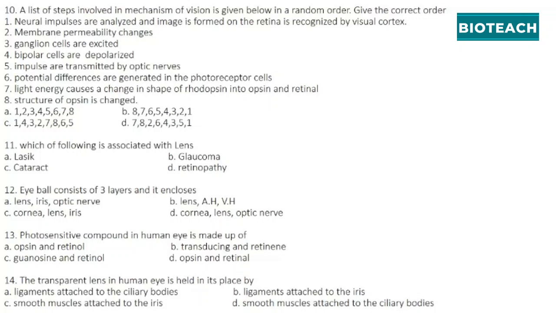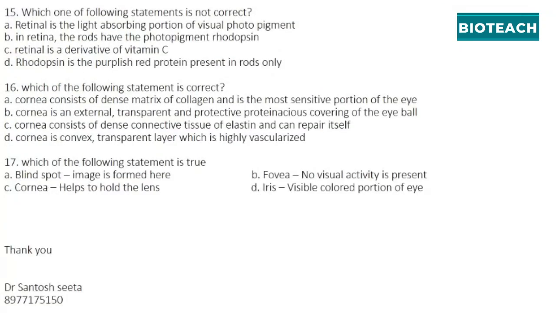Opsin and retinol. Question number 14. The transparent lens in the human eye is held in its place by ligaments attached to the ciliary bodies, ligaments attached to the iris, smooth muscles attached to the iris, or smooth muscles attached to the ciliary bodies. So the answer is ligaments attached to the ciliary bodies. Those are suspensory ligaments.